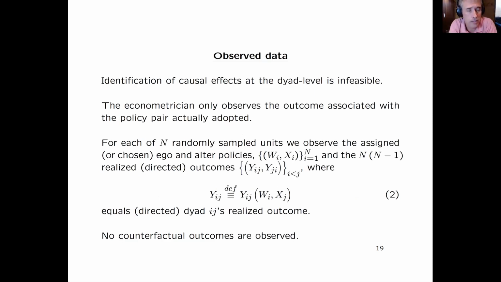So obviously we're not going to identify any of these causal contrasts at the dyad level. The best we can hope for is to identify features of their distribution, and this is for the entirely standard and familiar reason that we only observe the outcome associated with the actual policy pair adopted. And so that's what this slide says here. So the observed exports from country i to country j correspond to the exports associated with a potential response function evaluated at the actual policies, which correspond to whether the two countries belong or don't belong to the WTO.